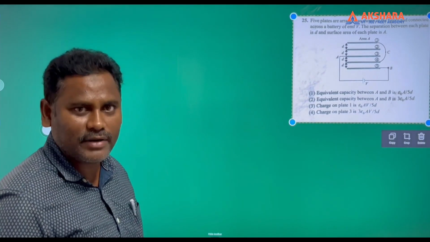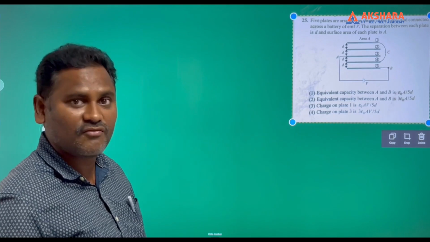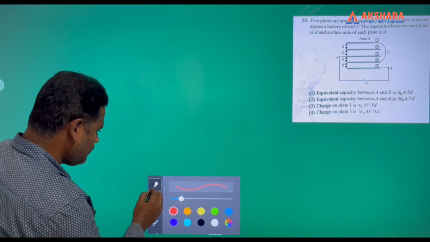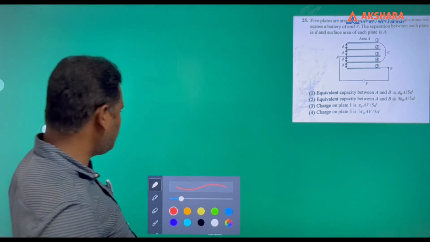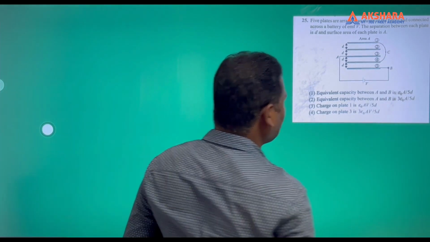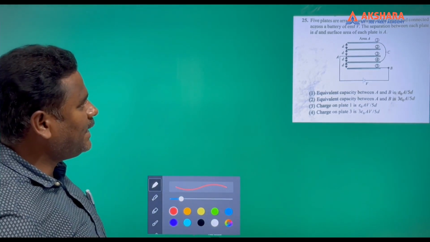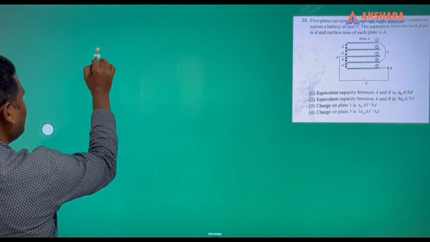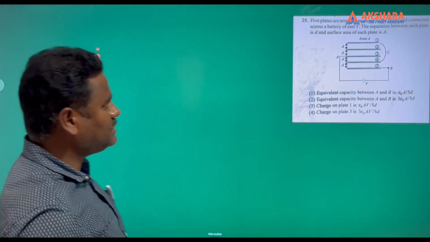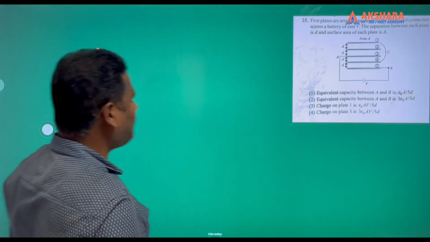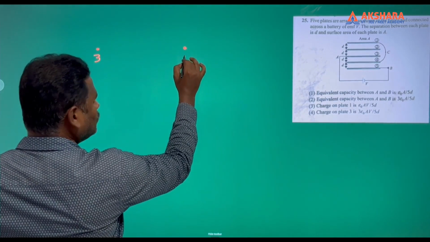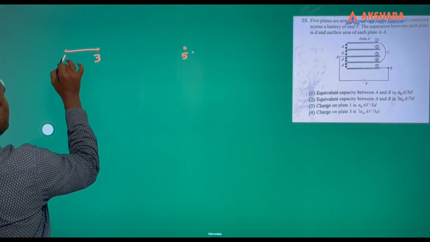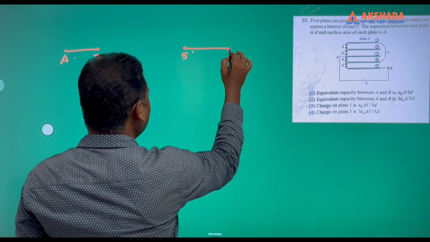So now, how to find the equivalent capacitance between A and B in case of 5 plates? Now, carefully follow. So this is what our 5 plates 1, 2, 3, 4, 5. Plate 3 is connected to point A. So this is our point A, connected to plate 3. Next, B is connected to what? B is connected to plate 5.